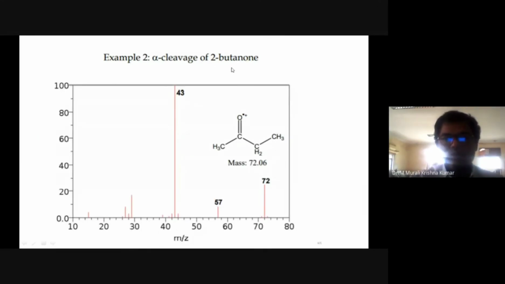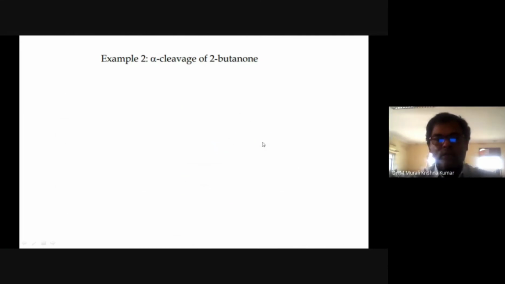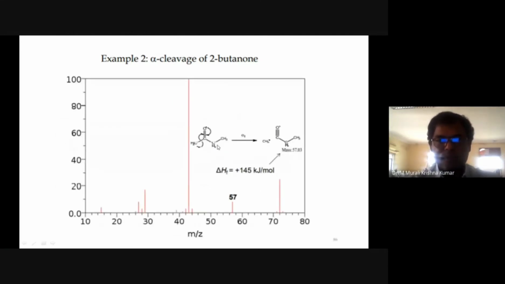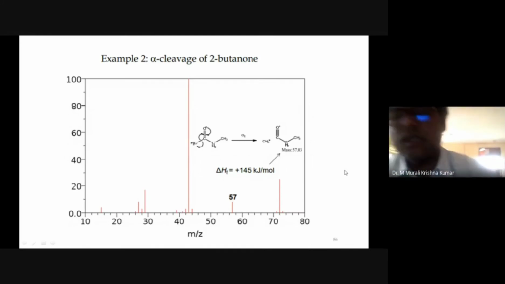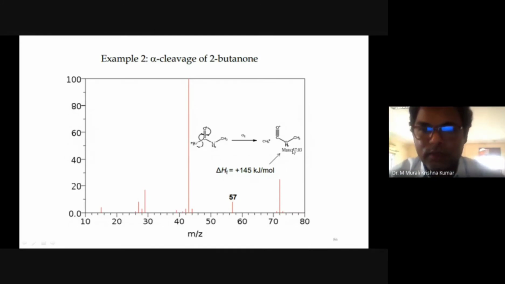In case of butanone, this is what I am saying. Fragmentation can happen because positive charge is always attached only to oxygen. How does the fragmentation happen? If you apply Stevenson's rule, bigger fragments are supposed to be formed. Here fragmentation happens at the alpha carbon, the alpha bond, thereby C triple bond O is going to be formed. Its ionization energy is very high, so formation of this ion is favored.